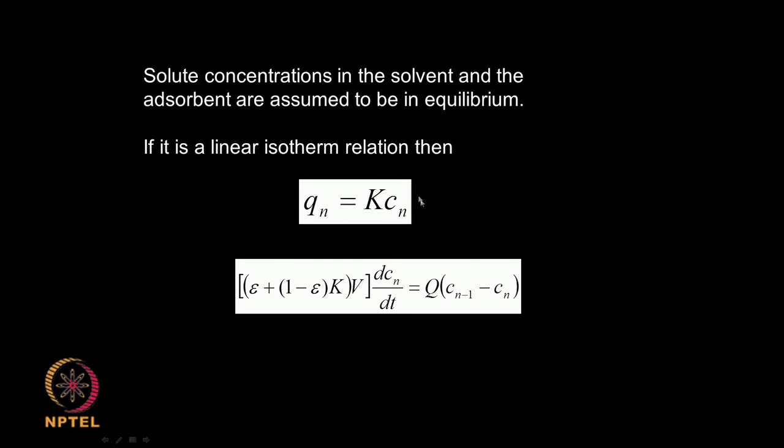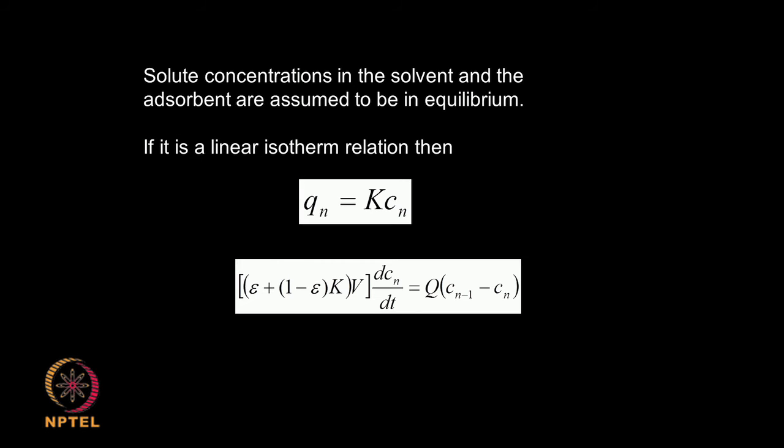That means, if there is a linear isotherm, then Q1 equals Kc1, Q2 equals Kc2 and so on. When you do that, the equation becomes manageable, it looks very simple, right. This is a set of differential equations, but it looks very nice and clean, and this is valid only when you assume a linear isotherm relationship and you assume the K value remains constant in all the stages.